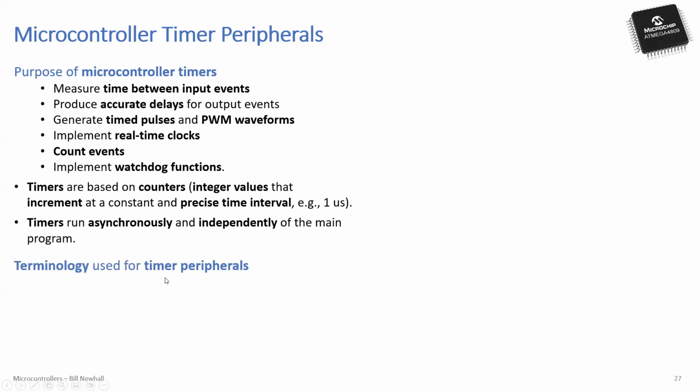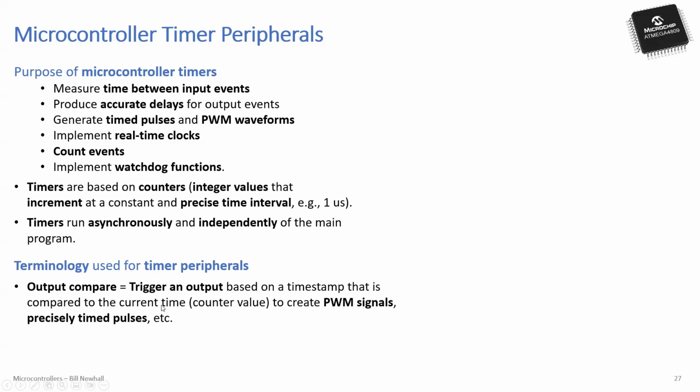Let's talk about terminology used for timer peripherals. I always found this a little confusing, so I'd like to point it out. There's something called output compare. So for output compare, what you're doing is you're triggering an output. You're making an output happen based on a timestamp that is compared to the current time. And remember, a timestamp and the current time, they're both integers. The current time is a counter value, and the timestamp is just a binary number that's compared against that counter value.